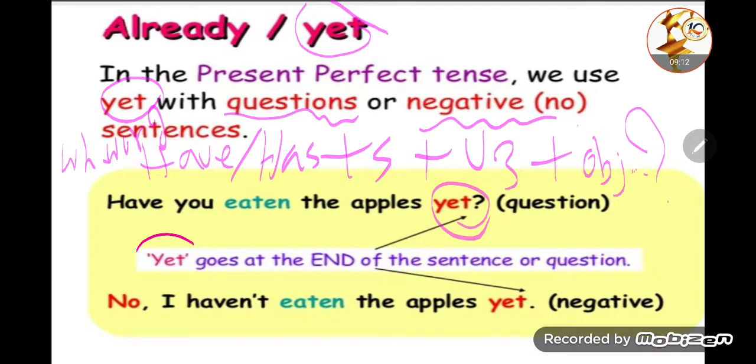Okay? So yet goes at the end of the sentence or a question. For example, if my answer is going to be no, I say no, I haven't eaten the apples yet. Have you noticed? At the end. In a question and in what? In a sentence.